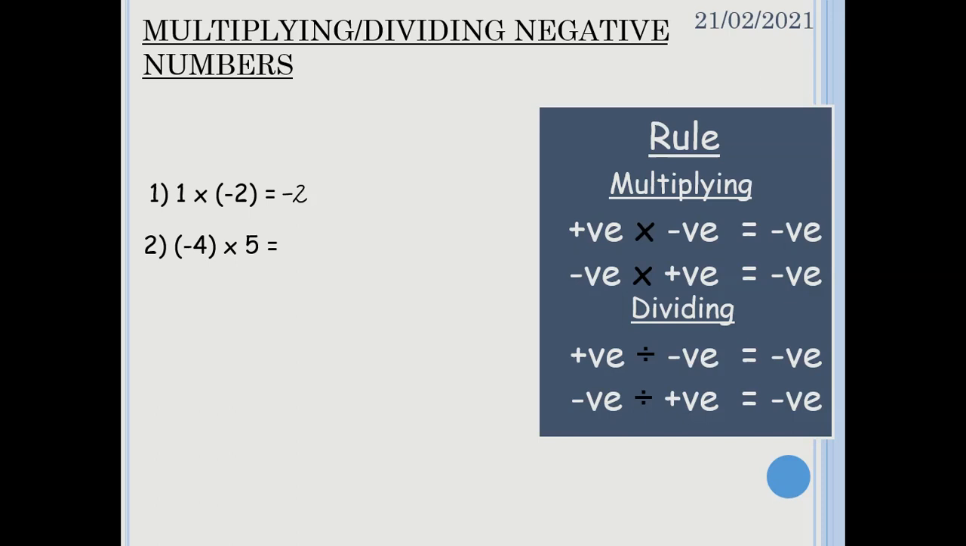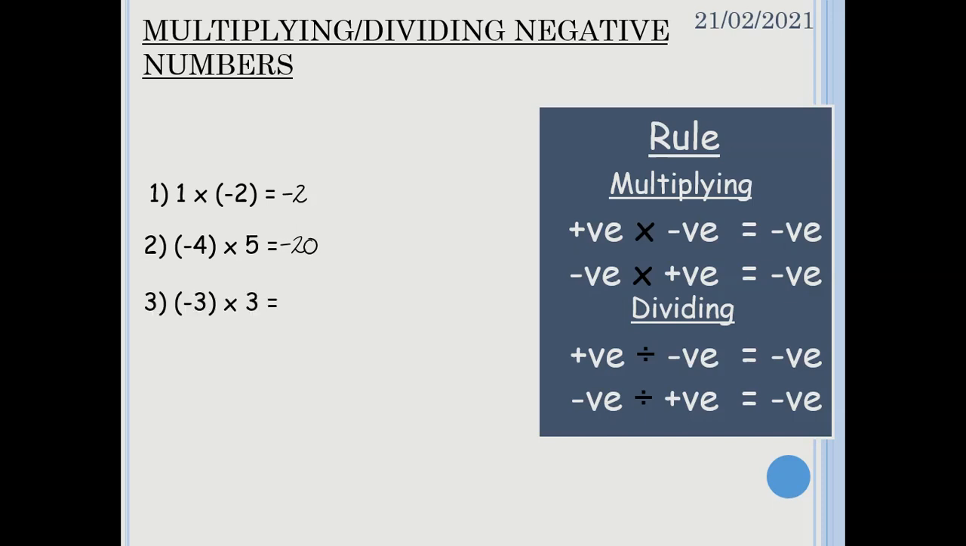I've got negative 4 times 5. Again, I'm saying to myself, I've got a negative number times a positive number. So the negative always wins. So it's a negative for my answer. 4 times 5 is 20. So negative 4 times 5 is negative 20.